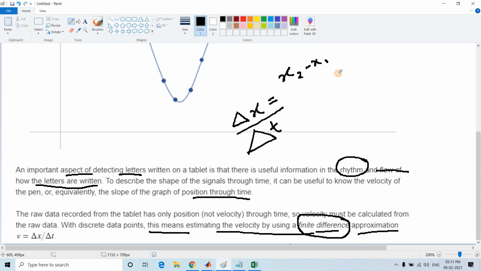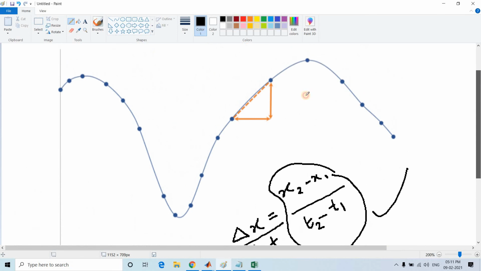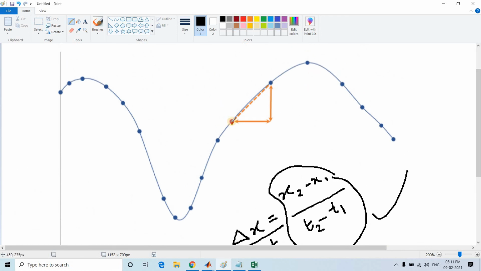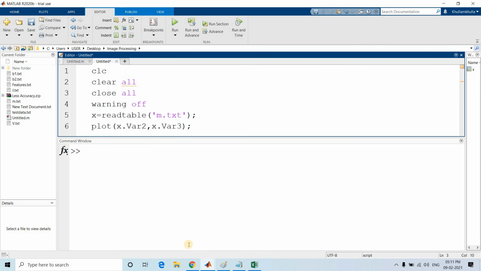How can we calculate this? At the t2 instant the position is x2, and at the t1 instant the position is x1, so the velocity is x2 minus x1 divided by t2 minus t1. That is nothing but the slope of the x versus t curve. Suppose at t1 this is the point x1, and at t2 this is the point x2; the slope we can easily compute using this formula. Now let us compute that and check what information we can extract.